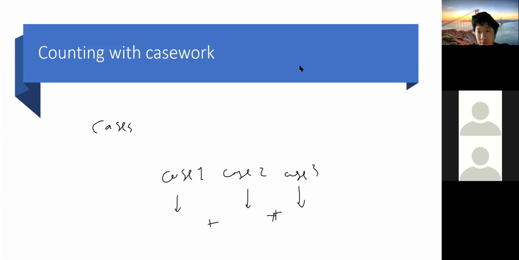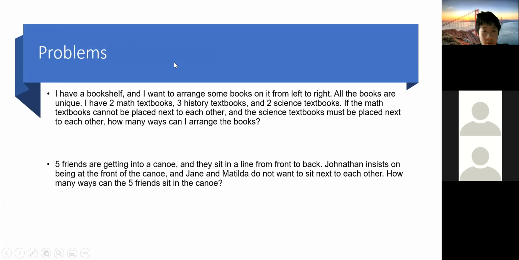So I'm going to show you how to do this with one example problem. So the first problem here, I have a bookshelf, and I want to arrange some books on it from left to right. All the books are unique. I have 2 math, 3 history, and 2 science. The math need to be placed next to each other. The math books cannot be placed next to each other, and the science must be placed next to each other. How many ways can we arrange them? Well, we're going to use casework here.